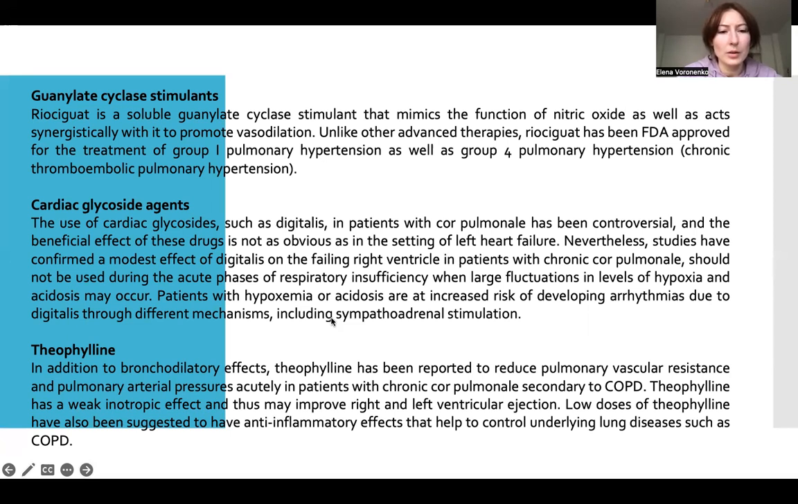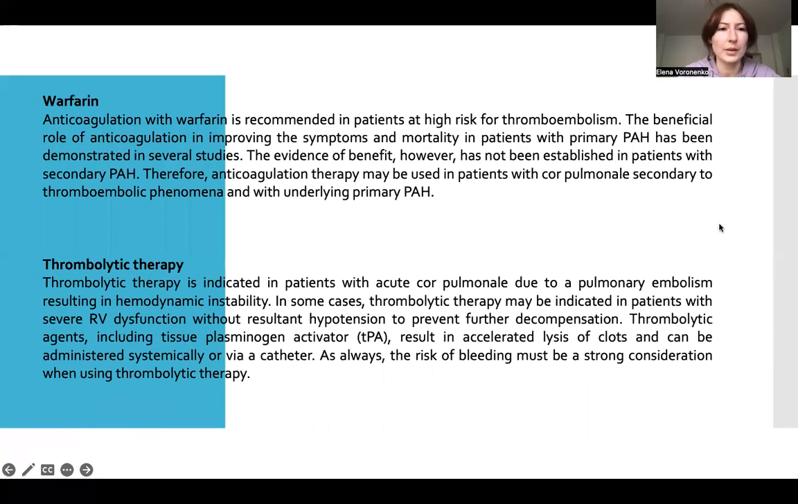In addition to bronchodilatory effects, theophylline has been reported to reduce pulmonary vascular resistance and pulmonary arterial pressure acutely in patients with chronic Cor Pulmonale secondary to COPD. Warfarin. Anticoagulation with warfarin is recommended in patients at high risk of thromboembolism. The beneficial role of anticoagulation in improving the symptoms and mortality in patients with primary PAH has been demonstrated in several studies.